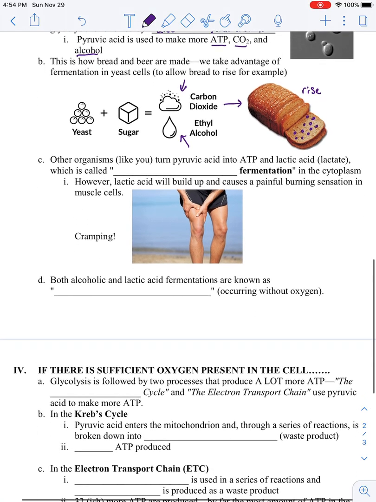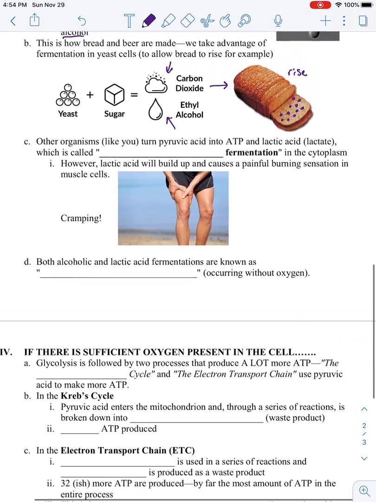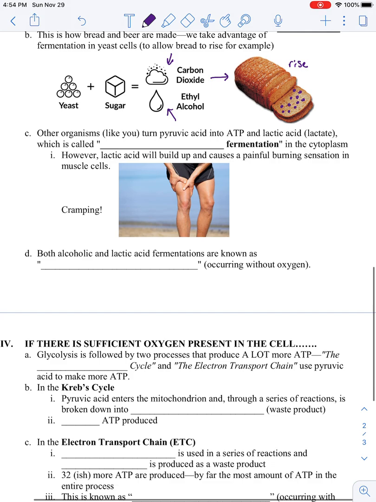Now, in organisms like us, we do not perform alcoholic fermentation. You take pyruvic acid, and if there's not enough oxygen present, you make what's called lactate or lactic acid. And so this is called lactic acid fermentation. Perhaps you've heard of lactic acid fermentation in a sport. Lactic acid can cause painful burning in your muscles. And that has nothing to do with a tear or any damage. It's essentially what causes cramping.